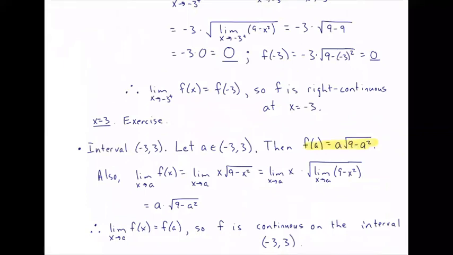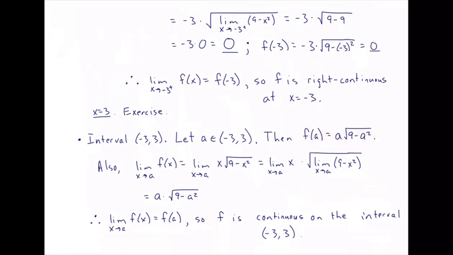That's as far as we can take it. No simplifications necessary. F of a is just a times square root of 9 minus a squared. Now, is that equal to the limit of this function as x approaches a? Well, we need to take that one. The limit as x approaches a of f of x is this, right? F of x is x times root 9 minus x squared.